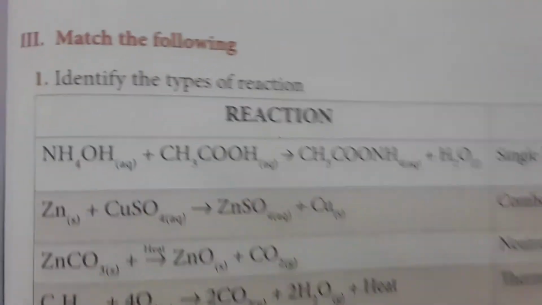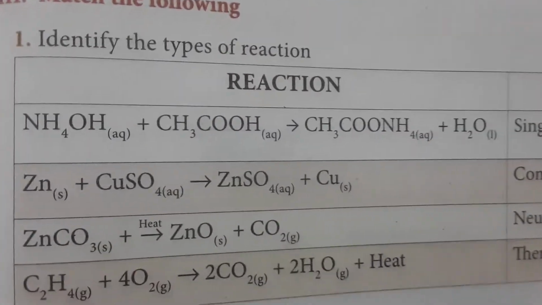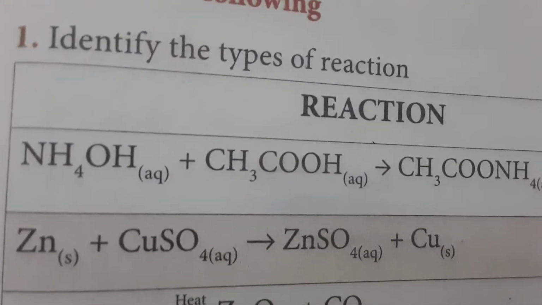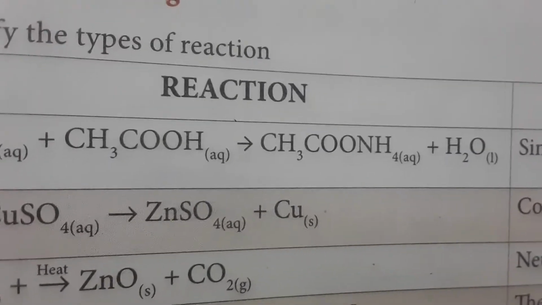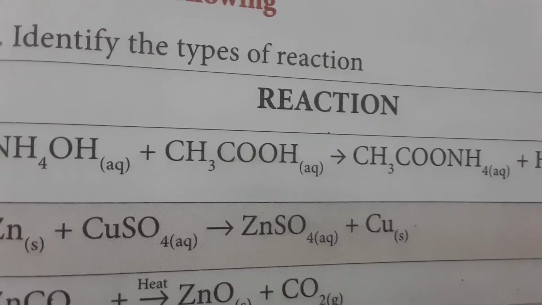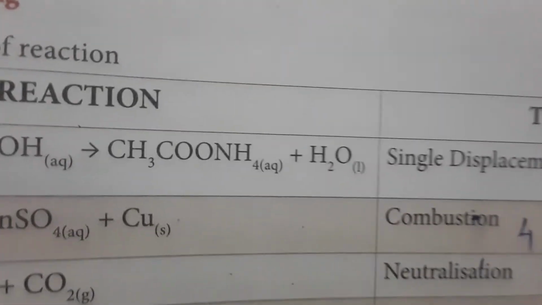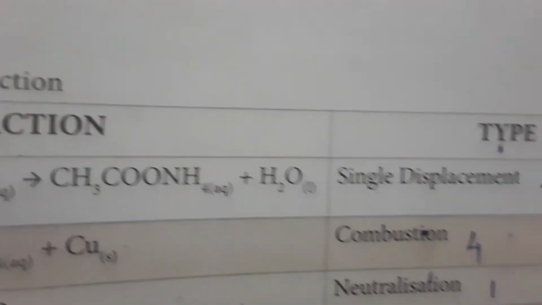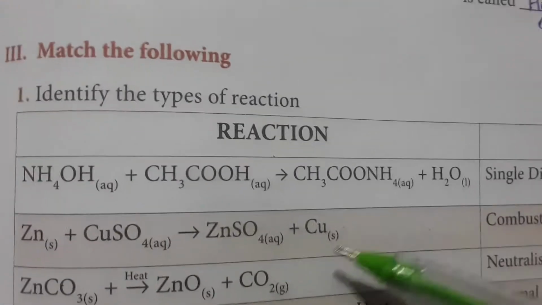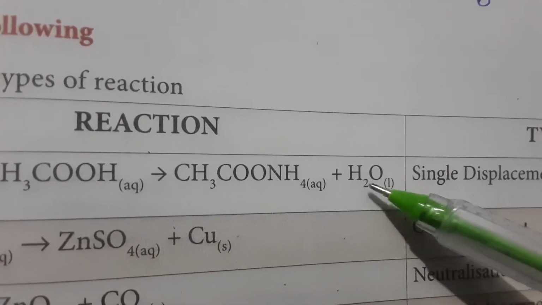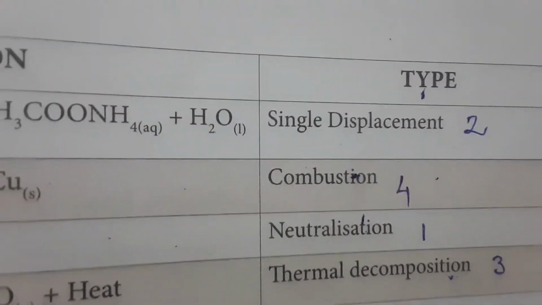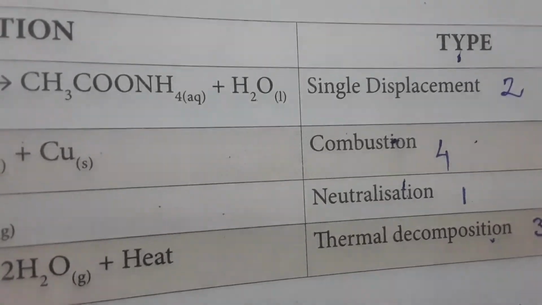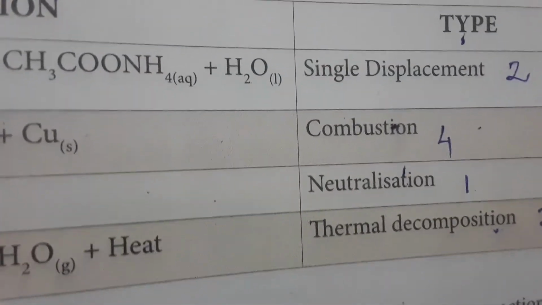And next, match the following. See this. Identify the type of reactions. Here, the first one is ammonium hydroxide, in aqueous condition, and CH3COOH, that is acetic acid. So here the base and acid react to form CH3COONH4 aqueous plus H2O. If any reaction gives H2O, that means a neutralization occurred. So the answer is neutralization. So remember, if any chemical reaction gives H2O as the final product, definitely it must be a neutralization reaction.